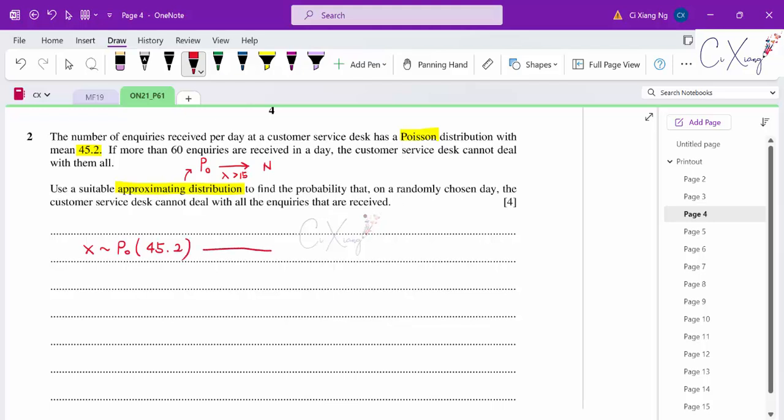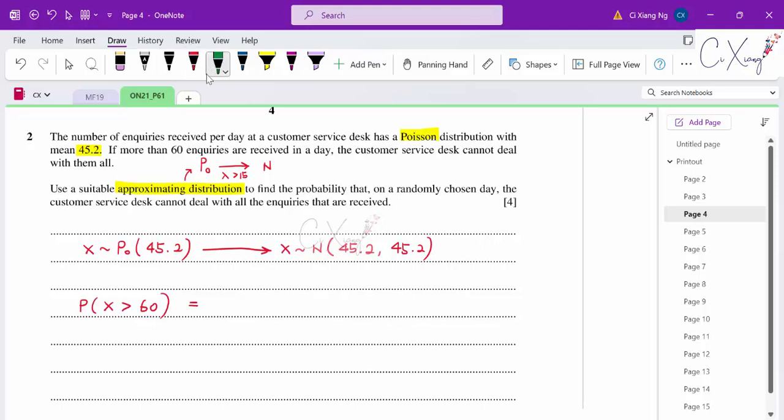Then we can change it to normal. I think it's quite obvious that the lambda is more than 15, therefore we can change it to normal, where the first parameter in the normal is the mean, which is also 55.2, and the second parameter should be the variance, which is also 55.2. Because the mean and variance in a Poisson distribution should be the same. Therefore when you write it out as a normal distribution, the mean and variance should have the same value as well. Then we'll start with the probability here. We want the probability that the customer service desk cannot deal with the inquiries. They said if it cannot deal with inquiries, it means you're having more than 60 inquiries in a day. So that means more than, greater than, not included, 60. So more than 60.